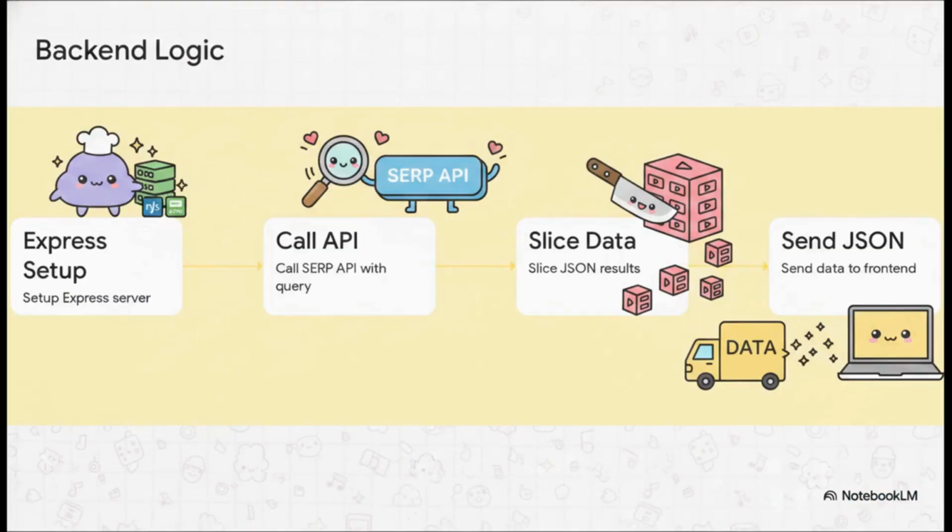All right, the moment we've been waiting for, part five, building the video downloader. Let's walk through the backend architecture, which is basically the brain of our app. Step one, we set up an Express server using Node.js to handle our internet traffic. Step two, when a user searches for something, our server calls the SERP API. Step three, we take that massive list of video results we get back and we slice the JSON, cutting it down to just 5, 10, or maybe 15 items, depending on what the user wants. Finally, step four, we send that clean, sliced data straight over to our front-end interface.